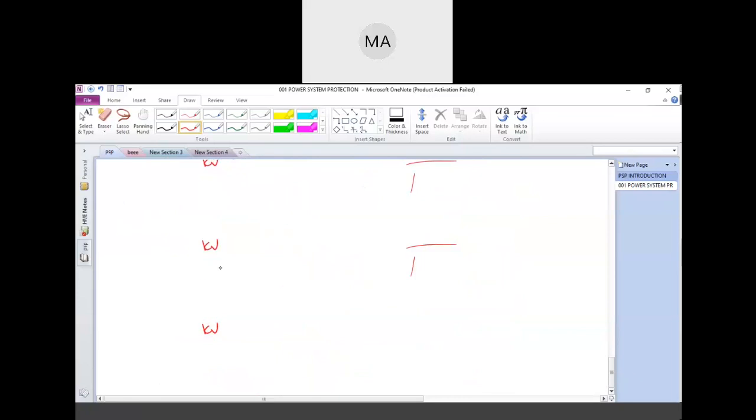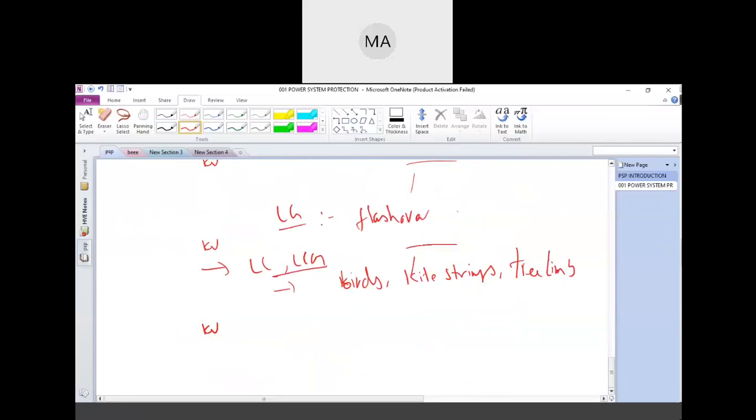So the LL fault or LLG fault occurs due to birds or kite strings or tree limbs. If there is any tree limb fault on the line, it is also one of the causes of the LL fault. These are the types. The LG fault occurs due to flashover voltages or failure of the insulator. These are the causes of the LG, LL and LLG faults.